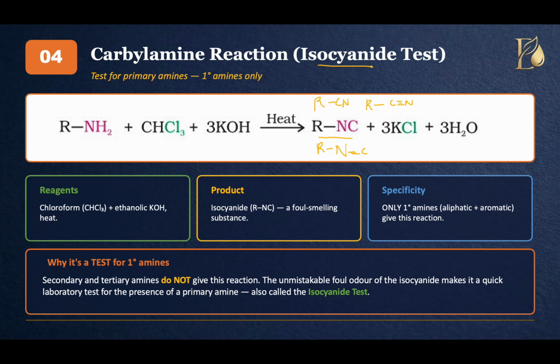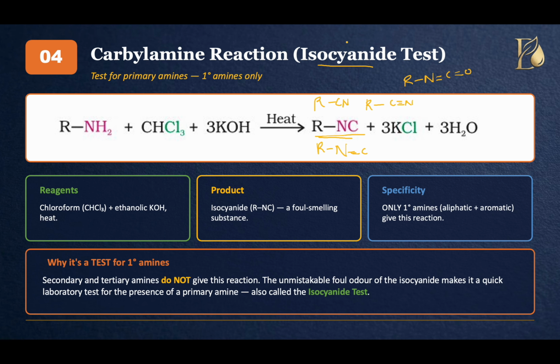Also, do not confuse it with isocyanate. What are isocyanates? Isocyanates are R-N double bond C double bond O. These are isocyanates. In the carbylamine reaction, or isocyanide test, the product formed is an isocyanide which has a foul smell. Only primary amines can undergo this reaction because we need two hydrogen atoms attached to the nitrogen for this reaction to happen. Secondary and tertiary amines cannot undergo this reaction.